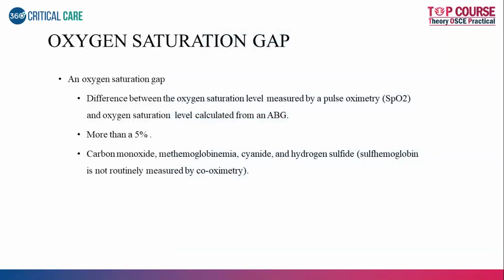So anion gap, osmolar gap. The next gap is your oxygen saturation gap. So what is the oxygen saturation gap? It is the difference between the oxygen saturation measured by pulse oximetry, that is your SpO2, and the oxygen saturation calculated by your ABG. The difference should be less than 5%. If it is more than 5%, then there is either carbon monoxide poisoning, methemoglobinemia, cyanide poisoning, or presence of hydrogen sulfide. The best way to confirm this is co-oximetry.